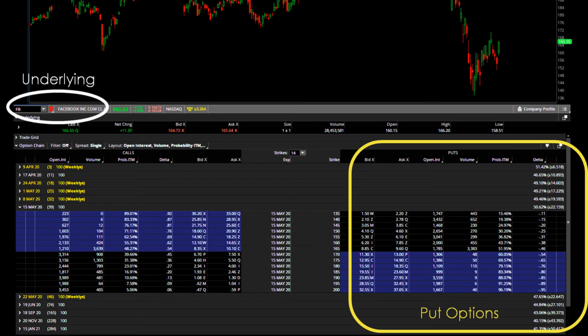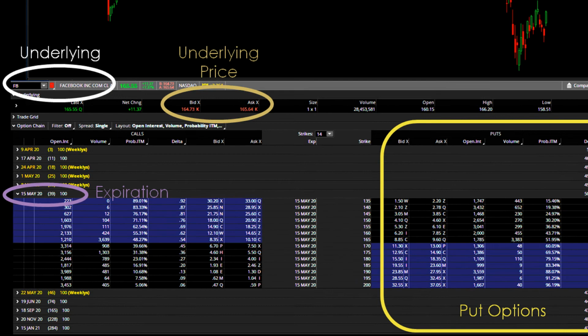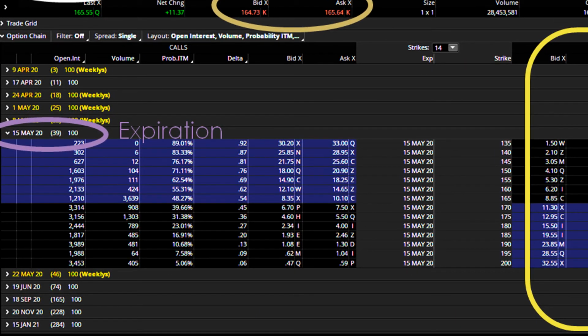First of all, we have the underlying right here in the white ellipse, where it says underlying. The underlying price is given by a bid and ask, which is the same thing that is being charted in the price chart. The expiration here is May 20th, May of 2020, and it's got 39 days to go. But you can see there are several expirations, some with 3 days to go, 11 days to go, 18, 25, 46, 74, 165, 228, 284. So these are the different expirations.